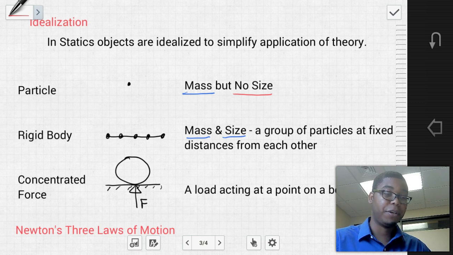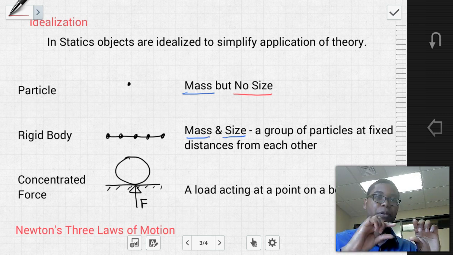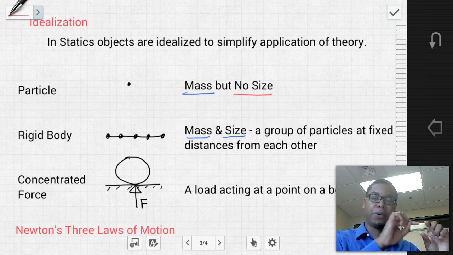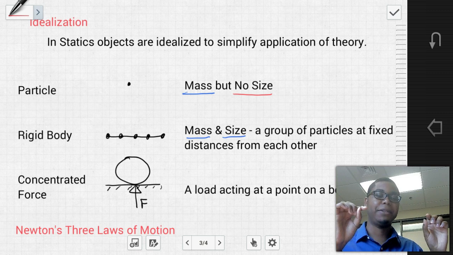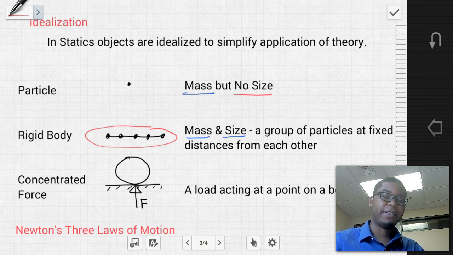Another way to idealize something is a rigid body. Say we consider a span of a bridge, which is probably a better analogy. Instead of taking that continuous bridge with continuous structure, we can turn it into discrete elements: individual points that are connected by lines. We can consider that this is something that has mass as well as size. A rigid body would be described as a group of particles at a fixed distance from each other, which results in an object having size.